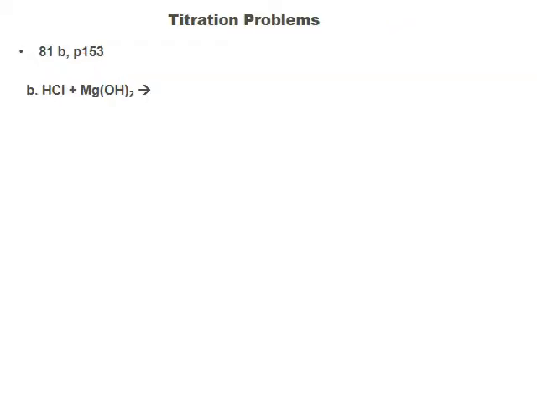Let me now go over problem number 81b. In 81b, again, this is the titration problem, and they're asking what volume of 0.128 molar HCl is needed. So let's write down the given values: 0.128 molar HCl. Let's separate them so that I don't get confused. And they're asking the volume.